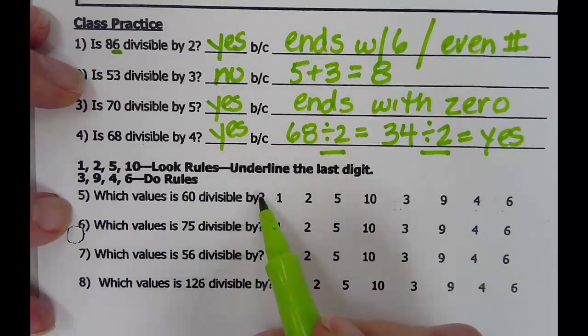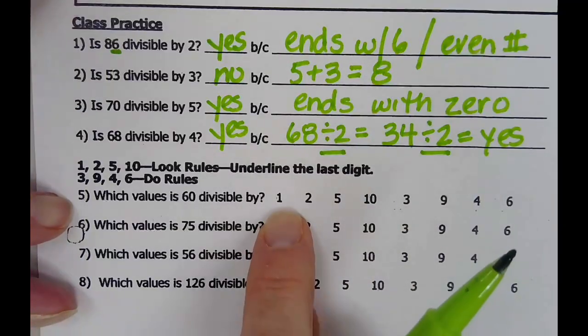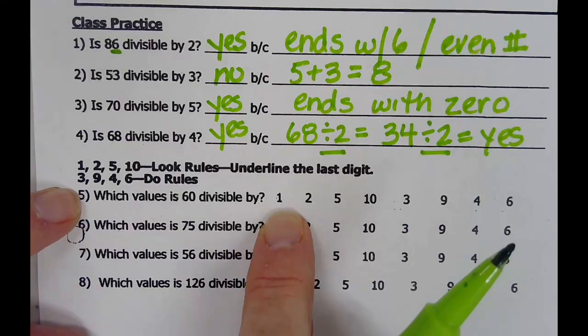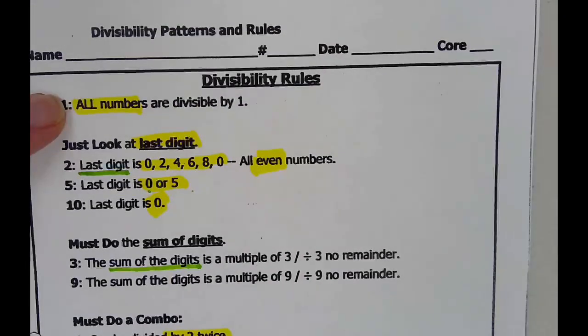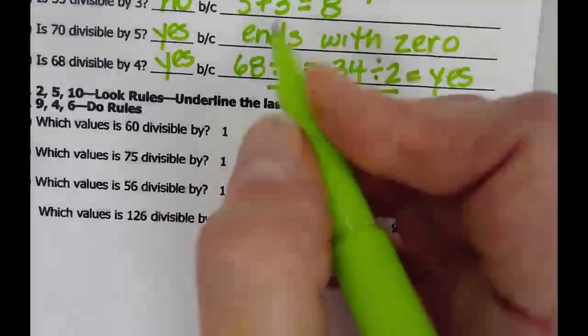Which value is 60 divisible by? Am I going to circle the 1? Yes, because what do we know? All numbers are divisible by 1. So I'm going to circle the 1.